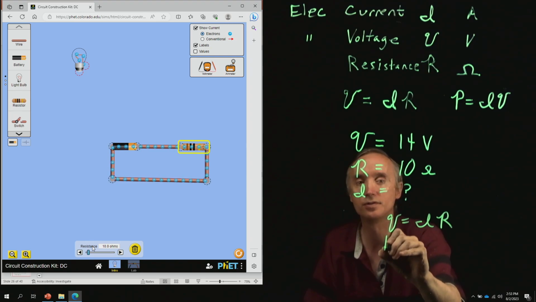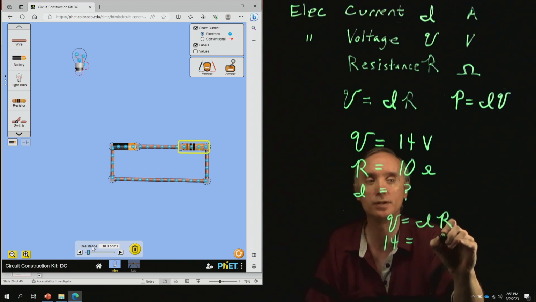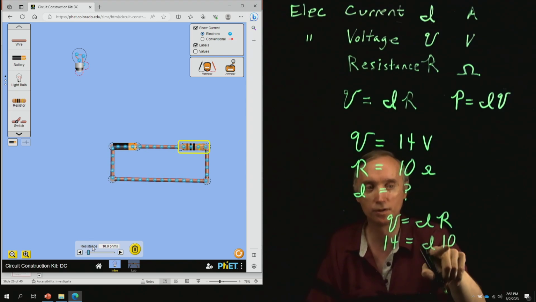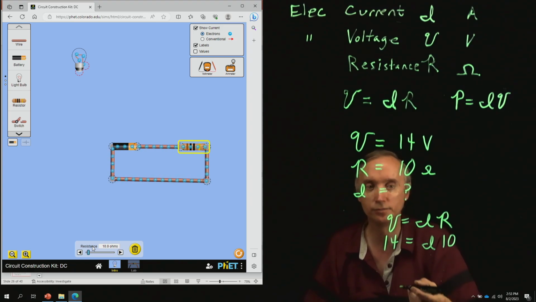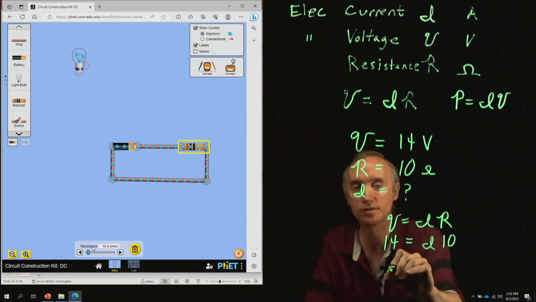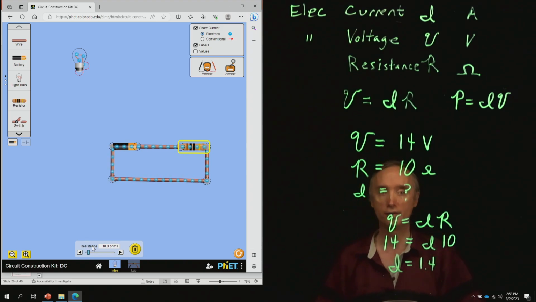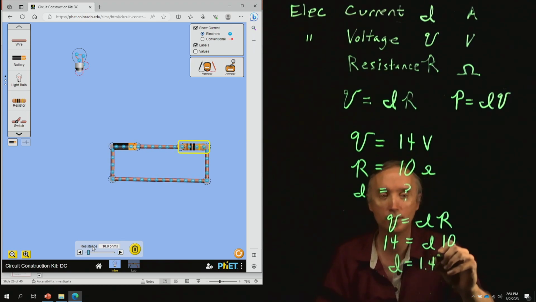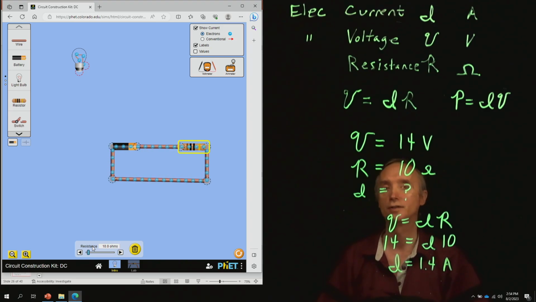We know that the voltage is going to be 14. We know that the resistance is going to be 10. And we don't know what the current is. So we're going to take the 10 over to the other side. We're going to divide both sides by 10. And so 14 divided by 10 is going to be 1.4. So we're going to say that I is going to be 1.4. Okay, but you never want to leave it like that. You always want to put the units on there. So it's going to be 1.4 amps. So that's what we're expecting to happen.